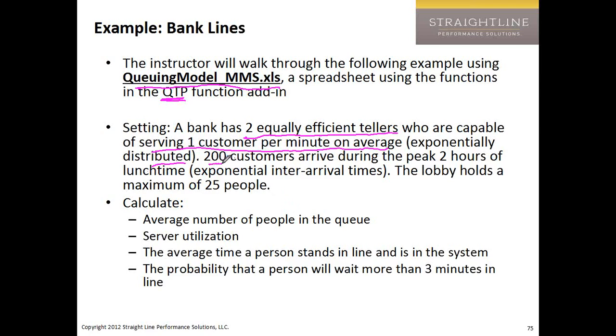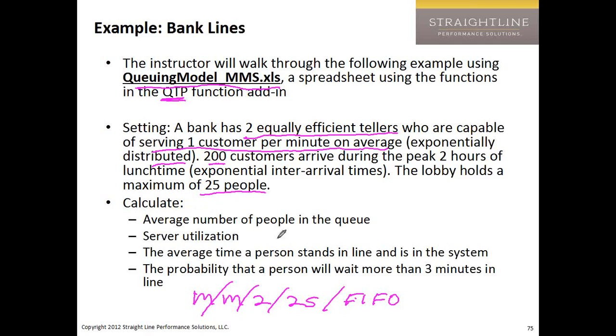And it says here also 200 customers arrived during the peak 2 hours of lunchtime, and the lobby holds 25 people. So just to quickly write that, we have an M, because it's exponential, an M, 2, 25, Q. We're going to assume it's FIFO. Okay, so that's the notation. You don't have to know that, but if you do, it makes it a little bit easier to write.